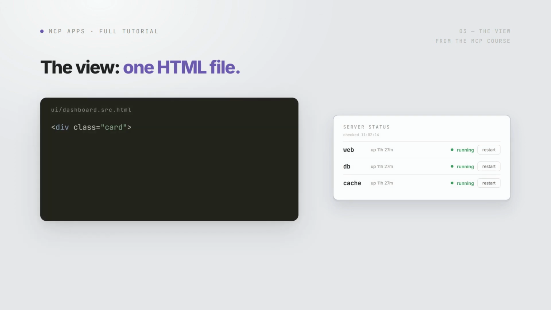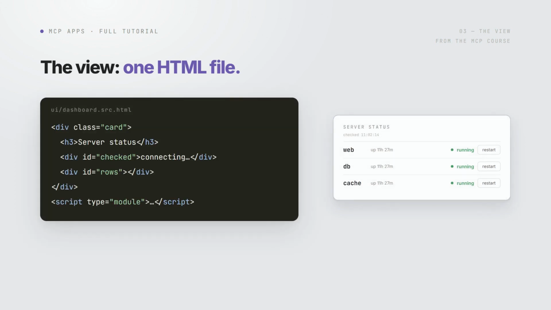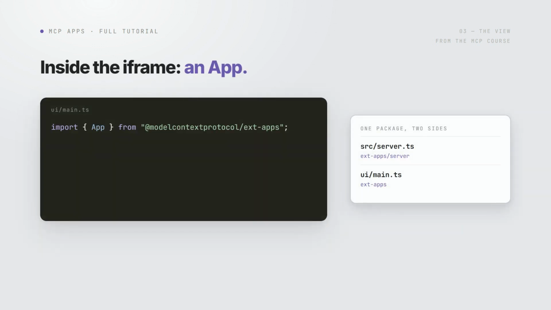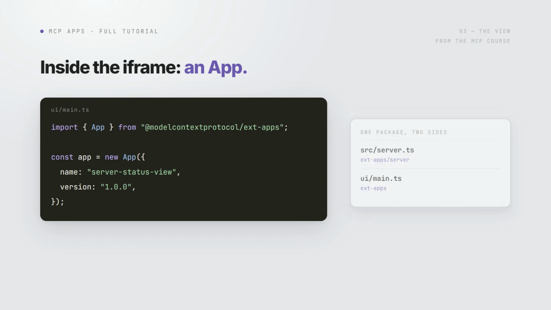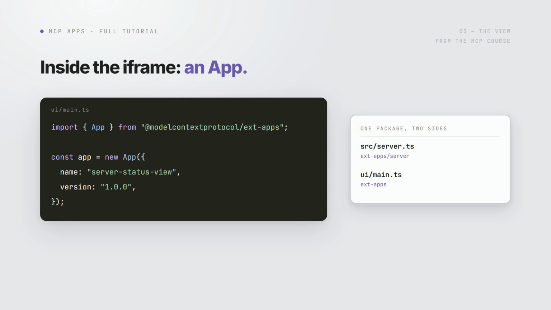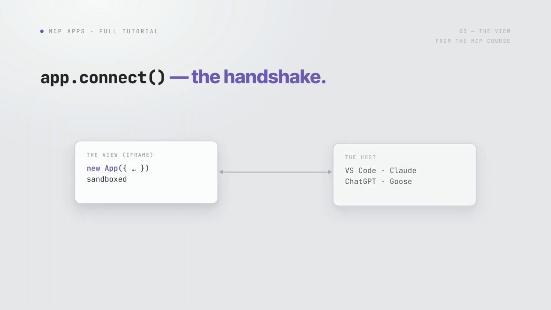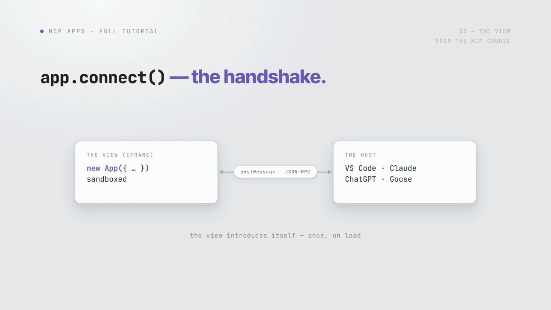Now the view. One HTML file, a card, a few rows, and a restart button per service. The interesting part is how it talks. Inside the iframe, we create an app from the same extension package. App.connect. That's the handshake. The view introduces itself to the host over postMessage.